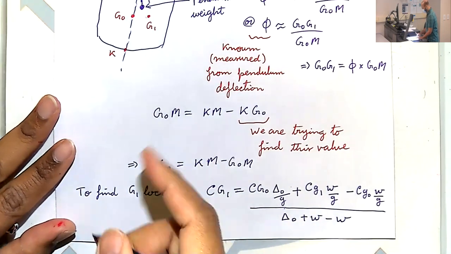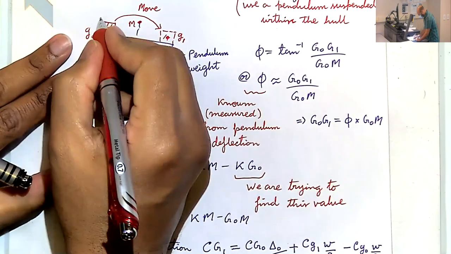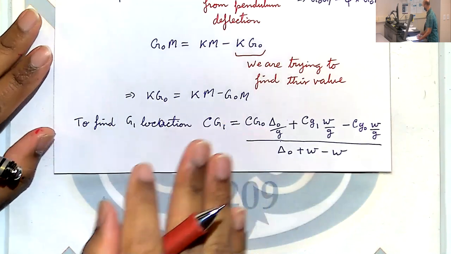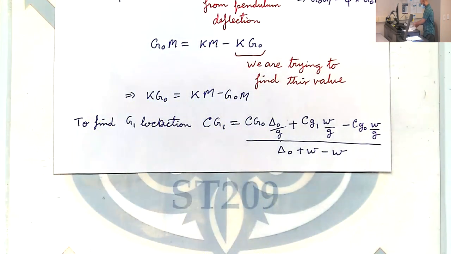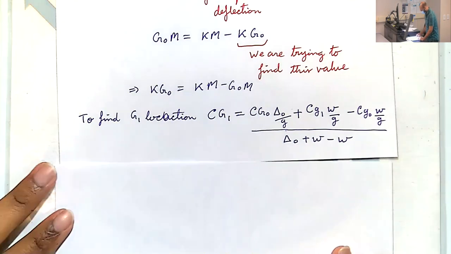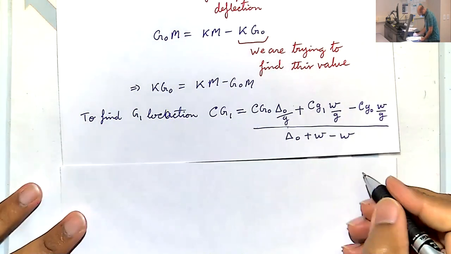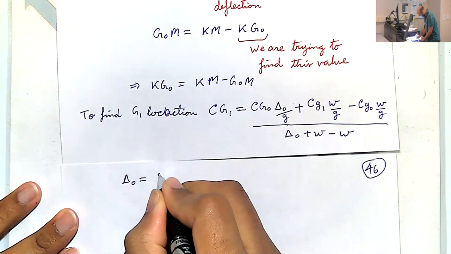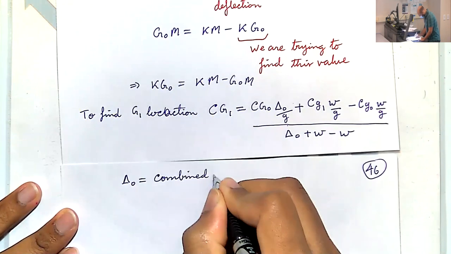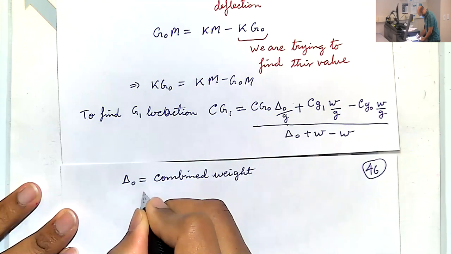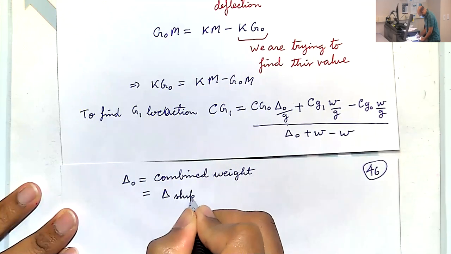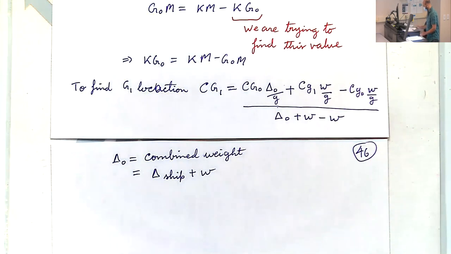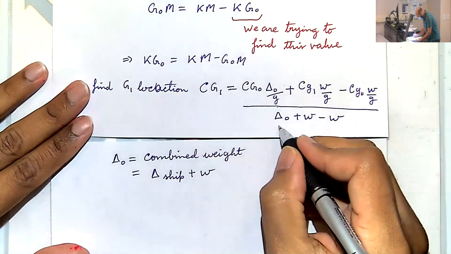And little w is, of course, the container that we're moving. So this is little w. Okay, and let me just note that delta 0 is the combined weight, which is delta ship plus little w. Throw out the g's here.